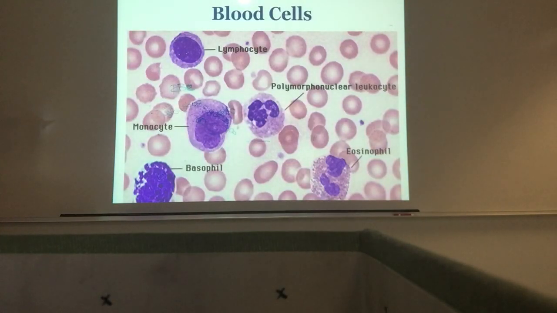Again, you see the big ones are white blood cells, the smaller red ones are red blood cells, the tiny dots are platelets.